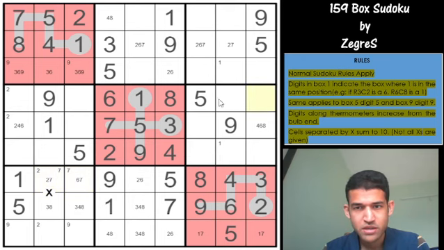Okay, look at this cell. 1, 5, 6, 8, 9 and 2 and 3. So this is 4 and 7. And just filling in the pencil marks in row 4. This is 2, 3, 7. This is 3, 4, 7 and this is 2, 3, 4. Right?